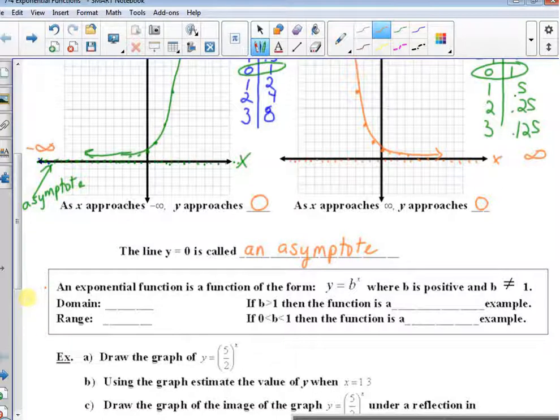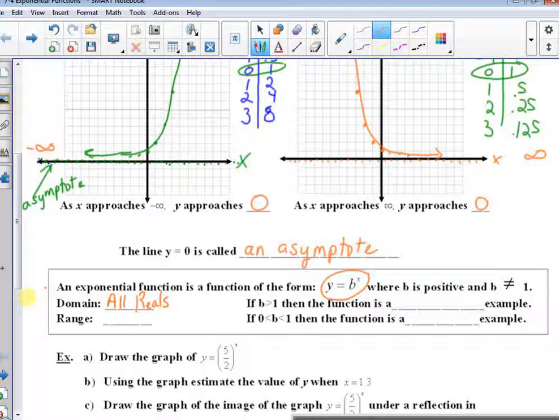An exponential function is a function of the form y equals b to the x, where b is positive and b cannot equal 1. Otherwise, it would just be a line. The domain, if we look at our domain on the graphs above, left and right, the domain was all real numbers.